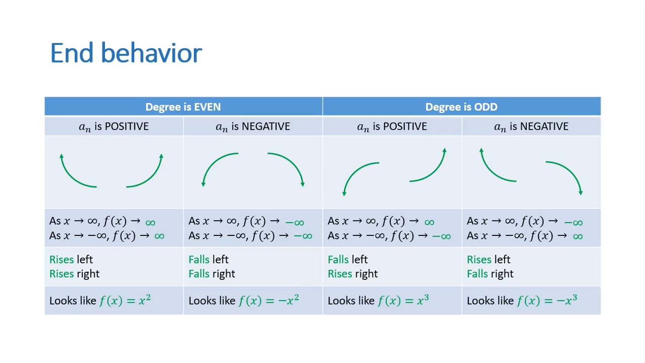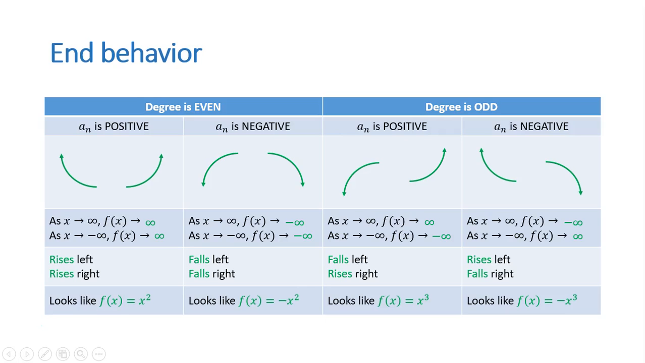Now again, just to reiterate, all this tells us is where the arrows are pointing. It doesn't tell us anything about what happens in between those arrows. We're going to need more information to determine that, and that's actually what we're going to look at next. But first, let's try a few examples of end behavior.